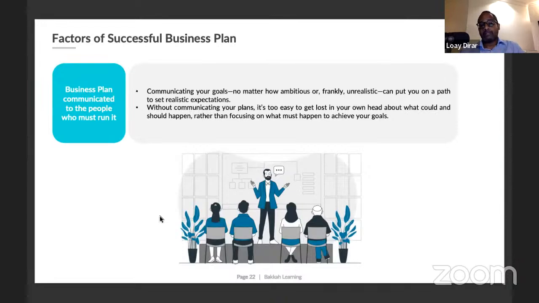Another factor of successful business plans is that the business plan is communicated, or the businessman must communicate it to the people who must run it. So communicating your goals, no matter how ambitious or frankly unrealistic, can put you on a path to set unrealistic expectations. So you better manage your expectations from the beginning. Don't set high expectations. Make sure that you are communicating the right message as part of your business plan.